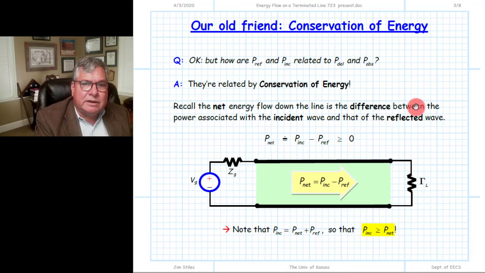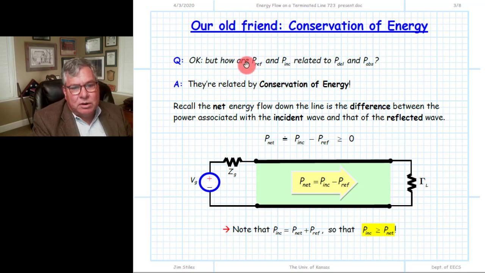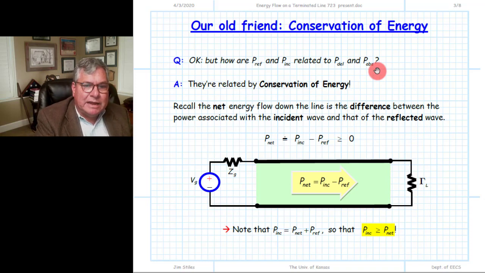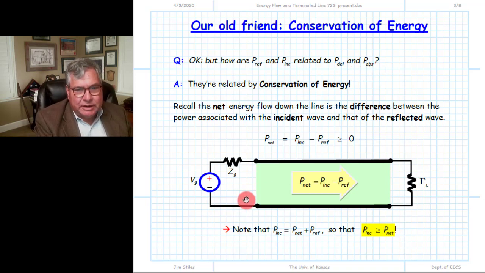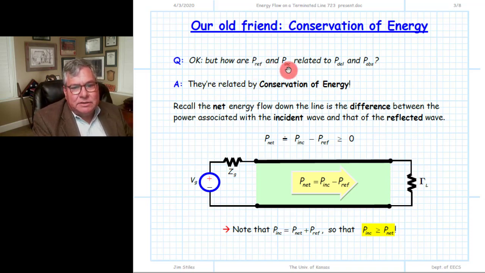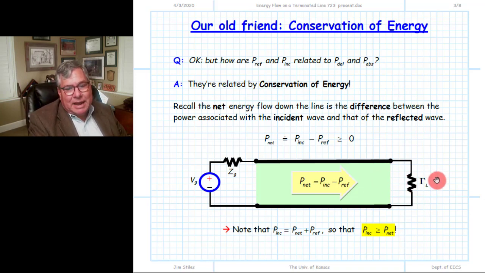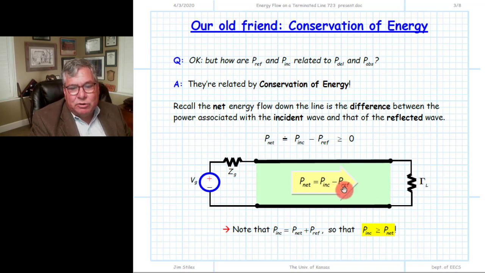The question then is, how are these four power values related to each other? The important thing to understand here with respect to this particular circuit and how we've defined it is that each of these four values must be positive. They cannot be negative. Specifically, we find that the reflected power must be less than the incident power if this load is passive. We are assuming that this load is a passive load. The reflected power could be equal to the incident power, but it could never exceed it.